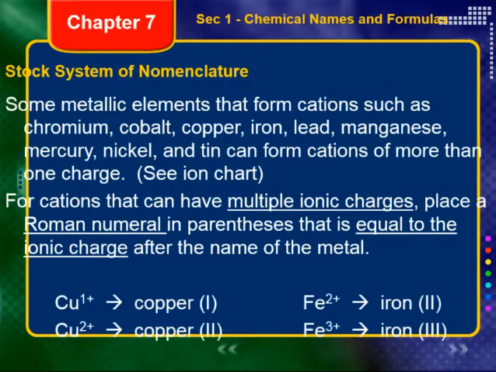So if I have the type of copper that has a +1 charge, I write copper, Roman numeral I in parentheses. If it's the type of copper that's +2, I write copper, Roman numeral II in parentheses. I'm going to stick that into the binary naming system that I was already using. The rules for the anion are exactly the same. I just need to indicate what charge this transition metal has by the Roman numeral.